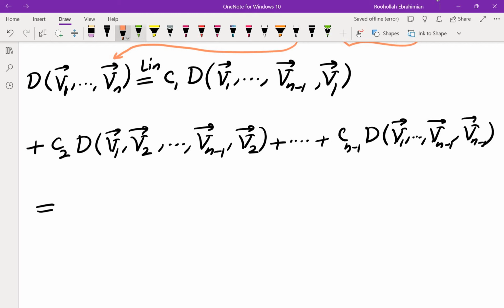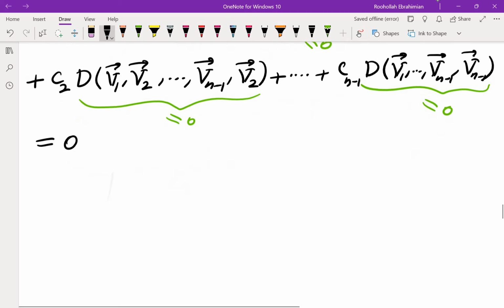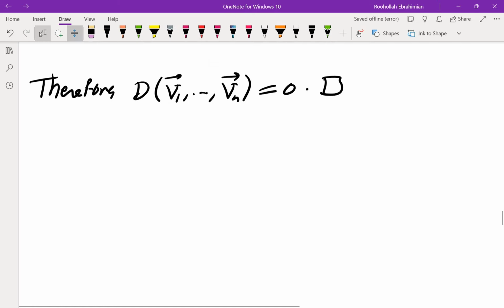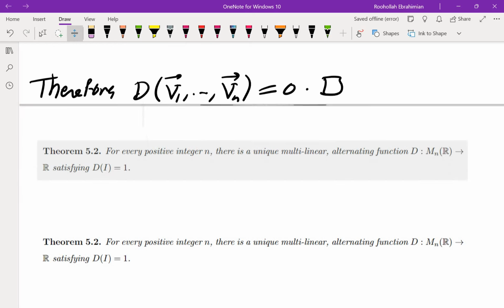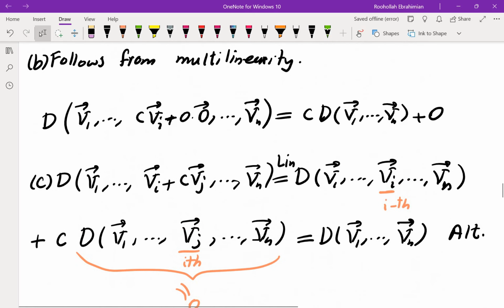And as you see, each one of these is going to be 0 because two of the rows are the same. This one, the first row and the last row are the same. This one, the second row and the last row are the same. This one, the last two rows are the same, so this whole thing becomes 0. And therefore, we got exactly what we wanted. Therefore, d of v1 through vn is 0 if v1 through vn are linearly dependent. It's very similar if one other row is a linear combination of the other rows.